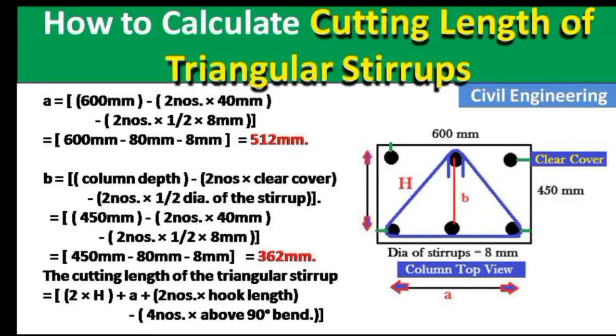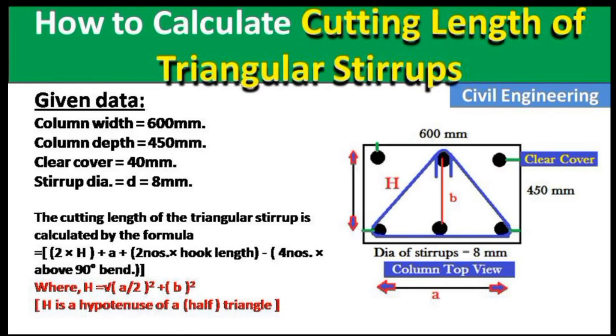So guys, in this way we can calculate the cutting length of the stirrups for the given data. The dimension of the column may be different, the diameter of the stirrups may be different, the clear cover may be different, but the process of calculating the cutting length of the triangular stirrups is the same.